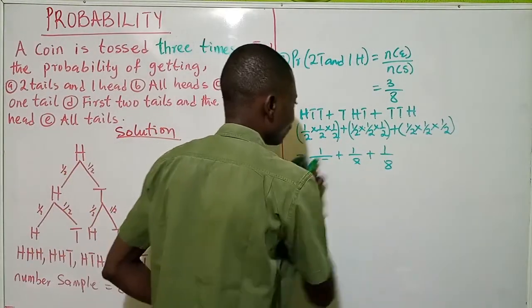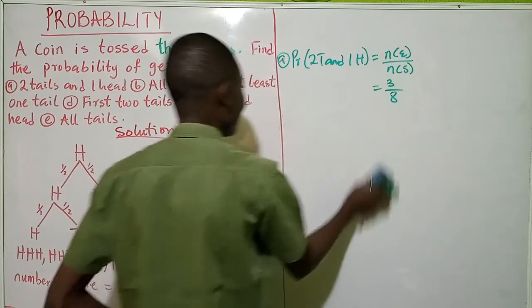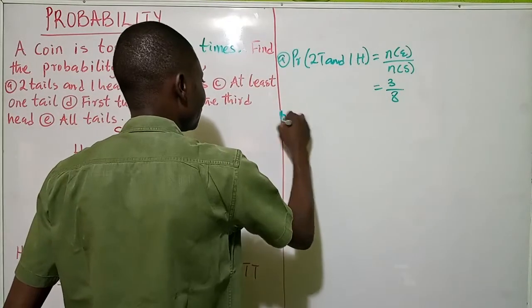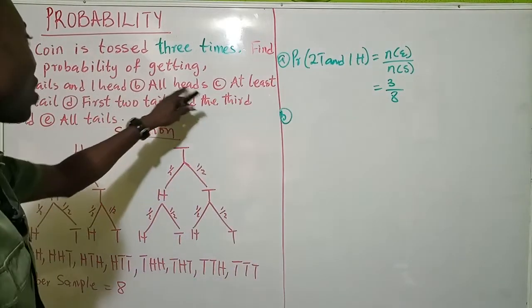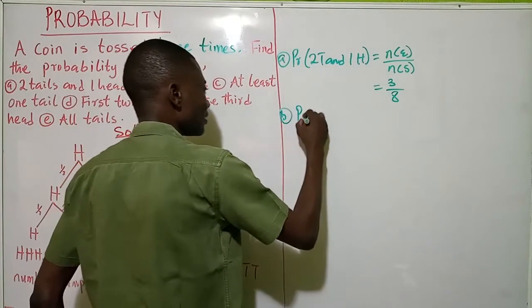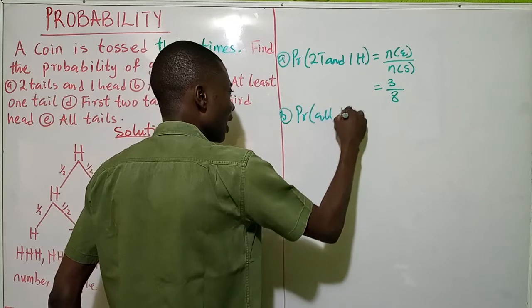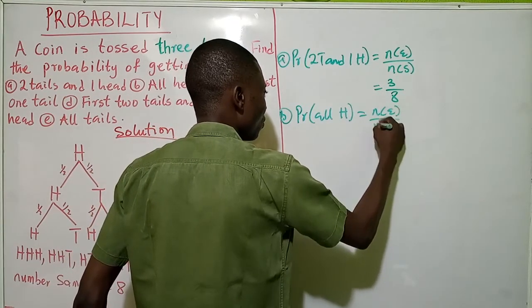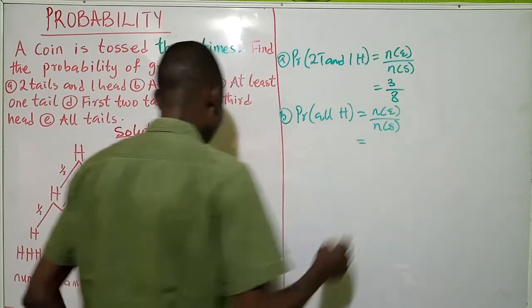So I'm cleaning this off now. We'll now take the B part of the question. The B says, the probability that all are head is equal to the number of events over the number of sample space.